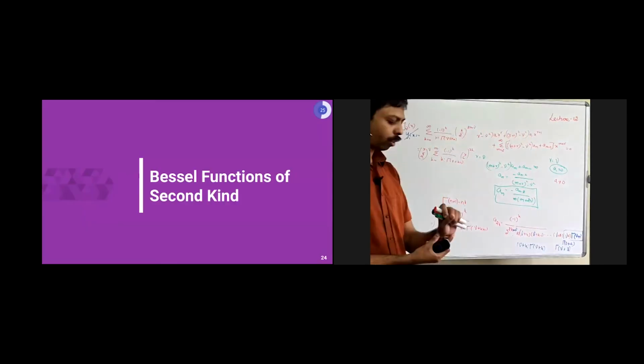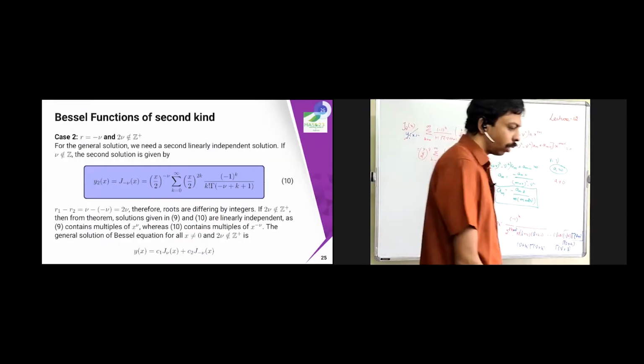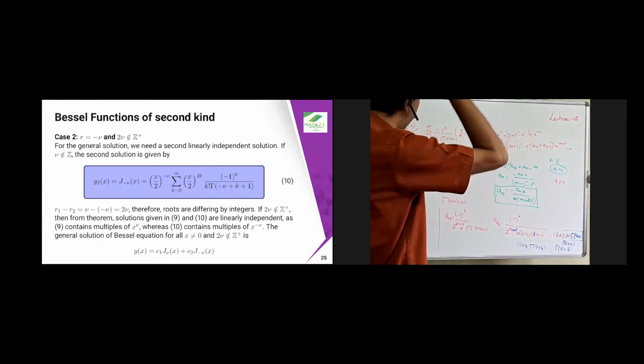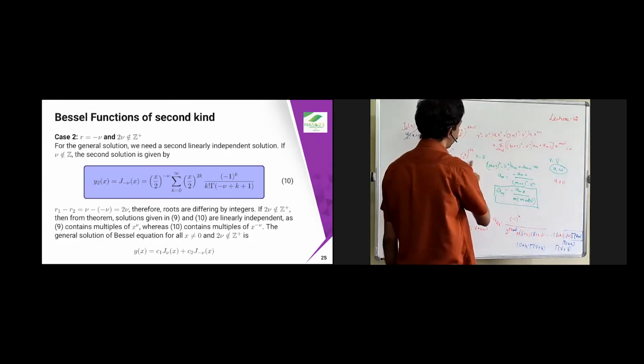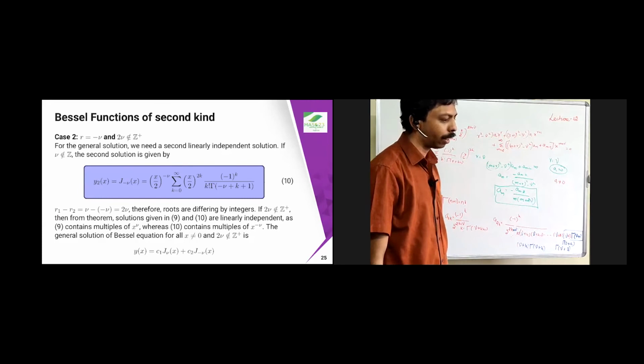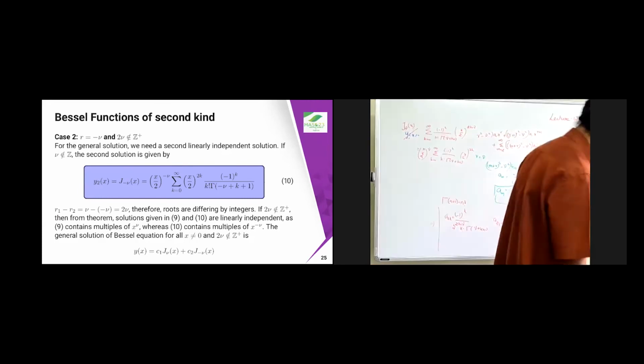Okay. Now let's go for the Bessel functions of the second kind. So far, for the second kind, we have discussed only the r equal to mu case. The r equal to minus mu case we haven't discussed yet, so we are going to discuss that now.